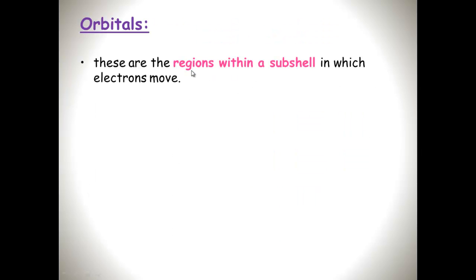Okay, our last regions are regions within a subshell, and these are called orbitals. So each subshell has a certain number of orbitals, which are again regions of energy.